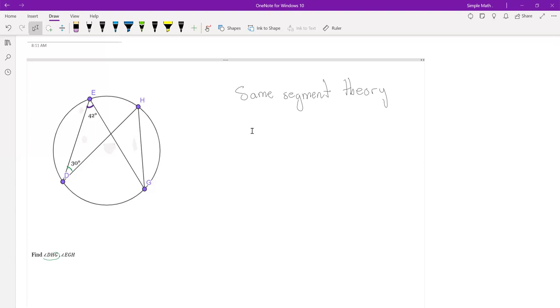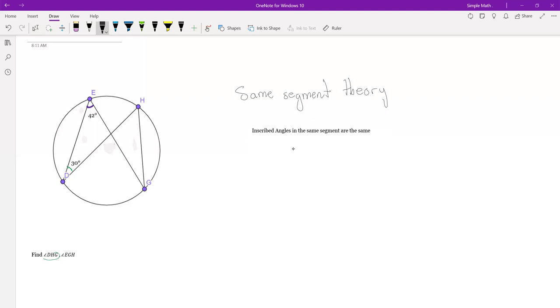It's saying that angles in the same segment are the same. Let me use the word inscribed angles, because we have inscribed angles and central angles, but inscribed angles in the same segment are the same. Now, how does that apply to this?